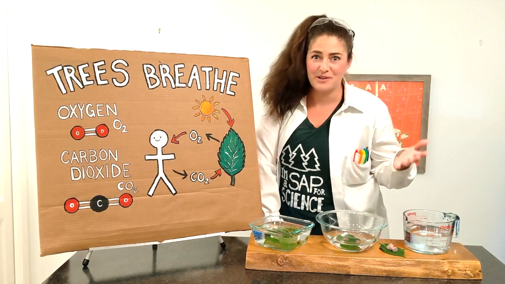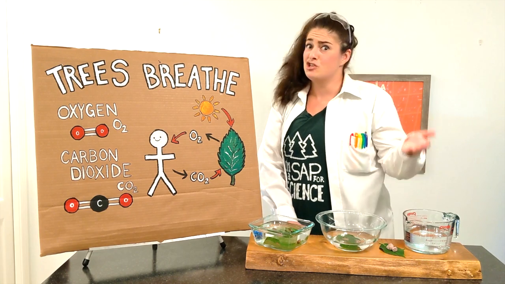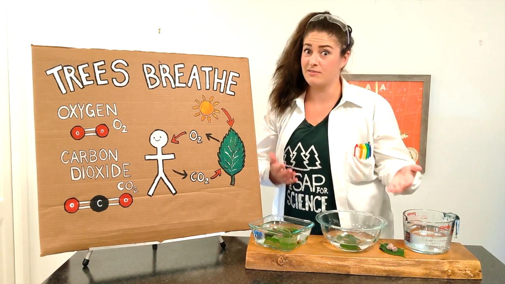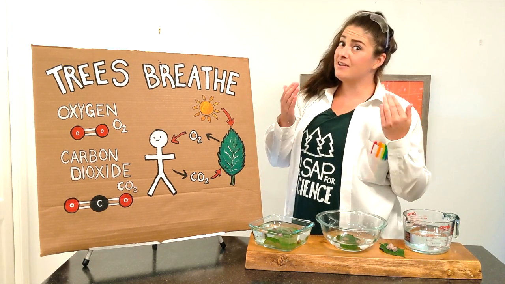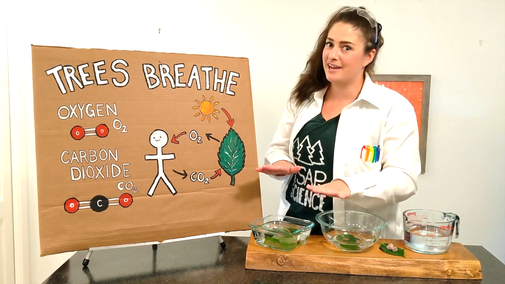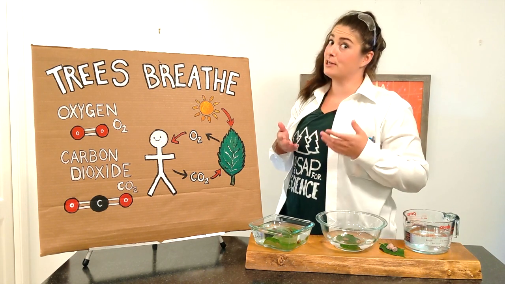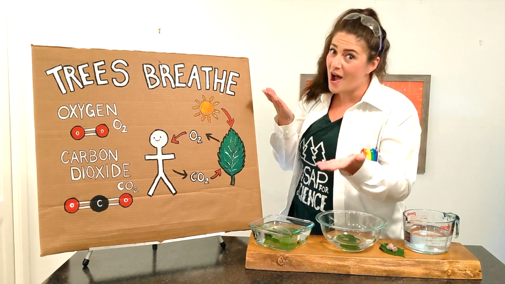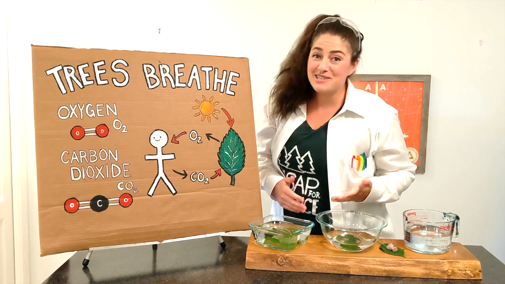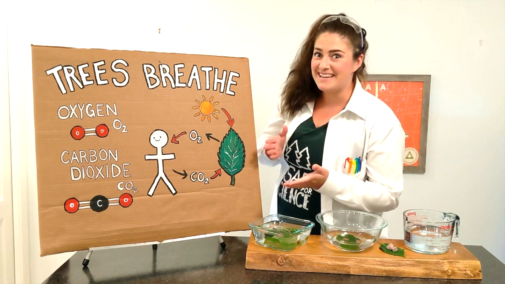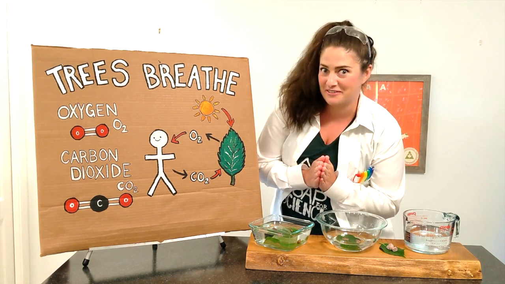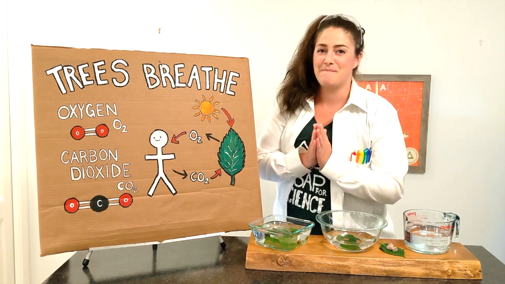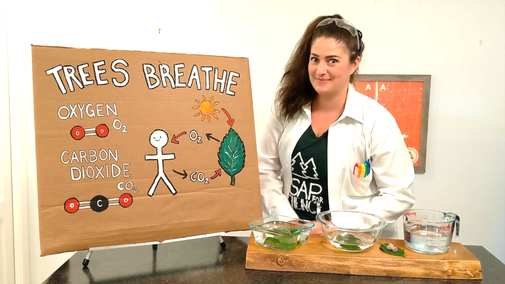So let's go over what we learned today. Trees, just like us, breathe. Only instead of breathing in oxygen and out carbon dioxide, they breathe in carbon dioxide and out oxygen. Your bonus fact for today was that leaves have cells filled with chlorophyll. Chlorophyll is what makes plants green.